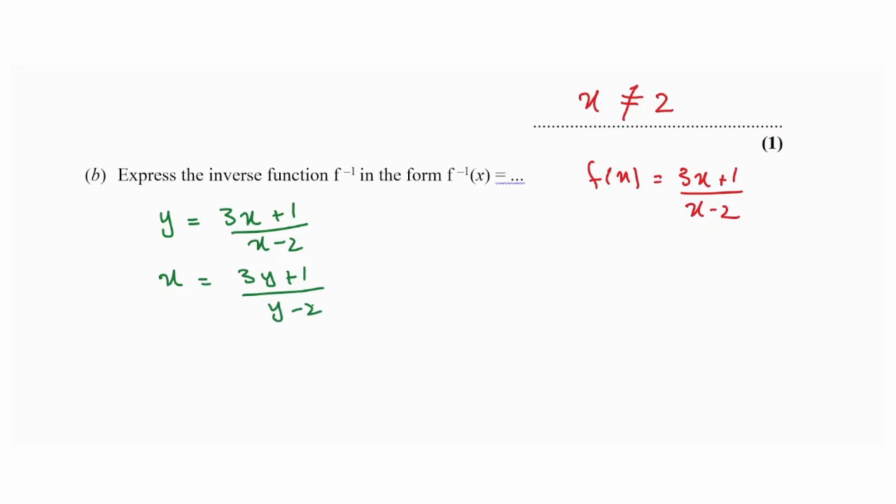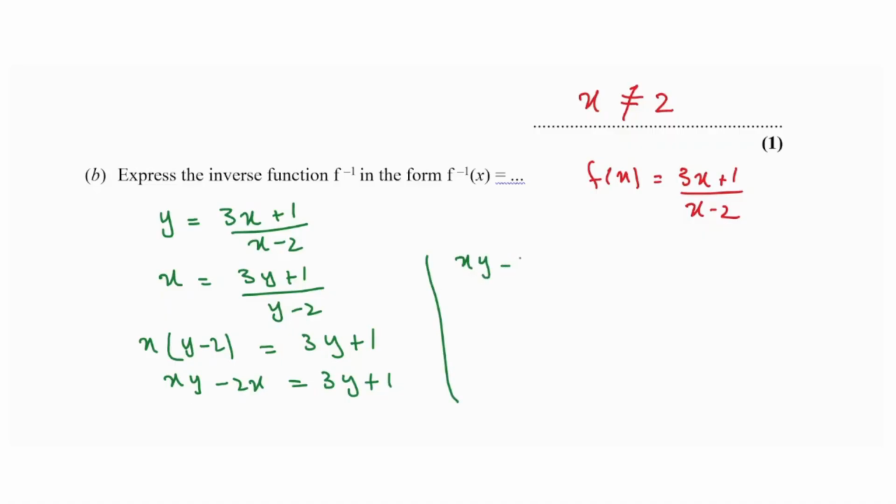Now we need to make y the subject. We're going to put x times y minus 2 on this side, equal to 3y plus 1. Now we can expand this. So we will get xy minus 2x is equal to 3y plus 1. Okay, now we're going to collect the y terms. xy minus 3y is equal to 1 plus 2x.